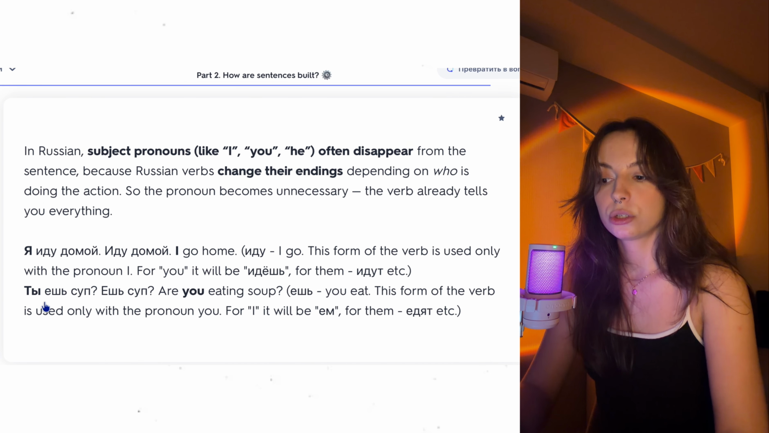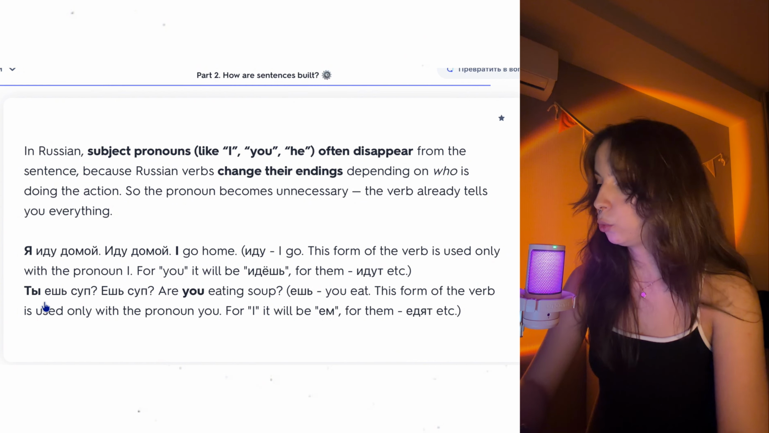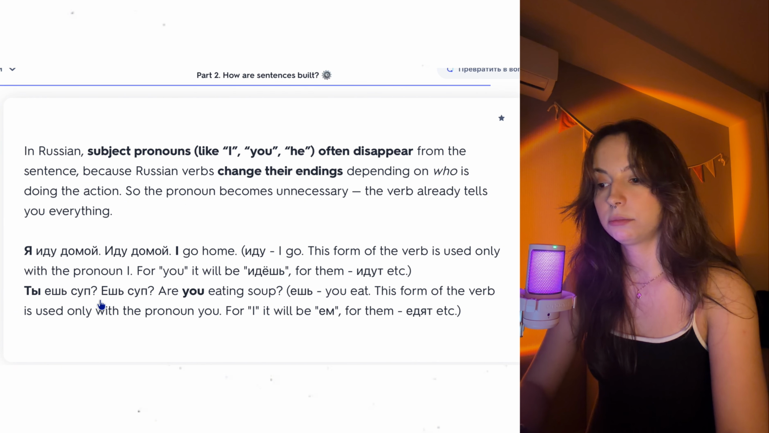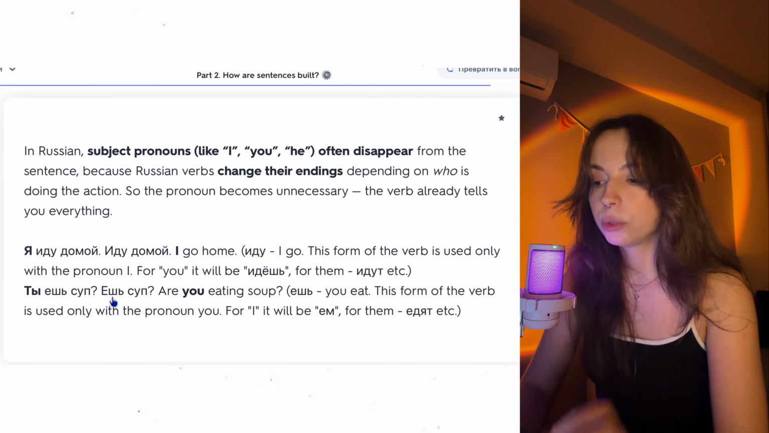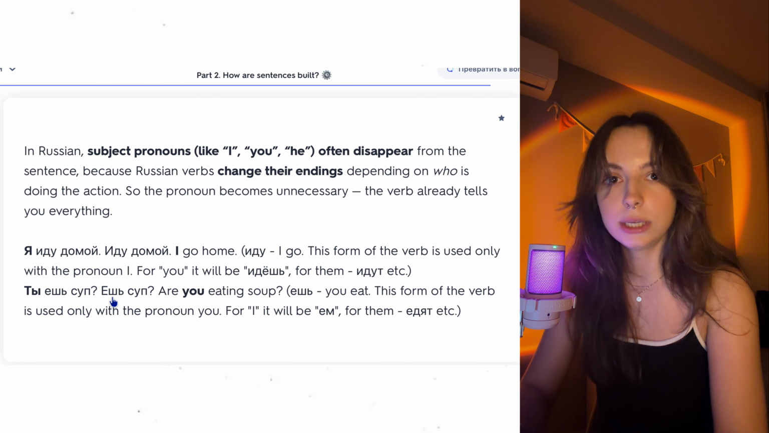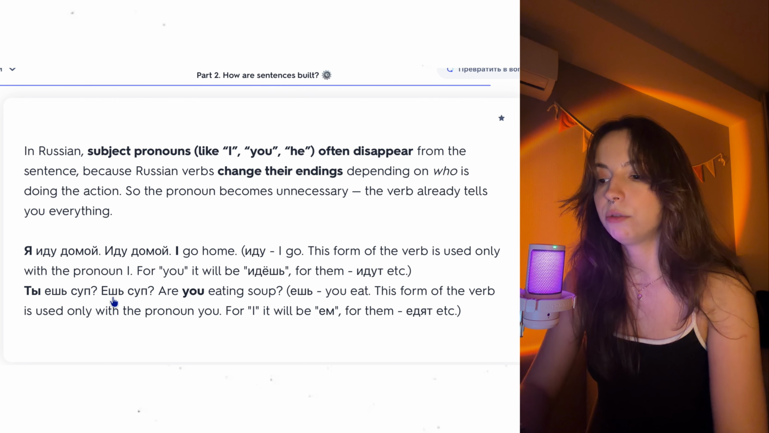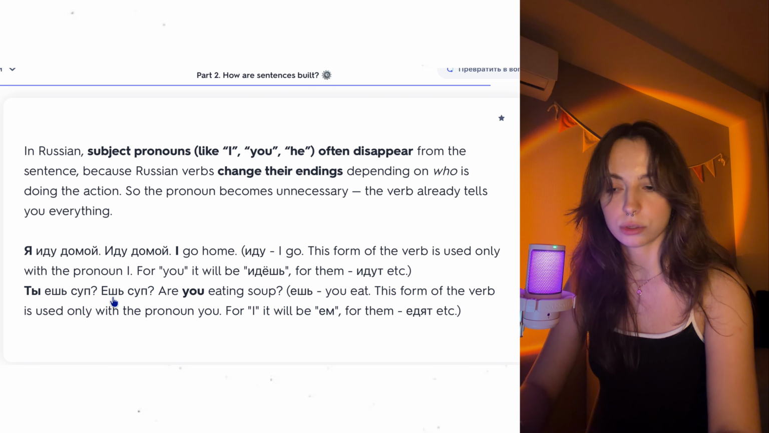Ты ешь суп? We drop ты. Ешь суп means are you eating soup? Because ешь we use only with ты. We will never ever use ешь with any other pronouns.